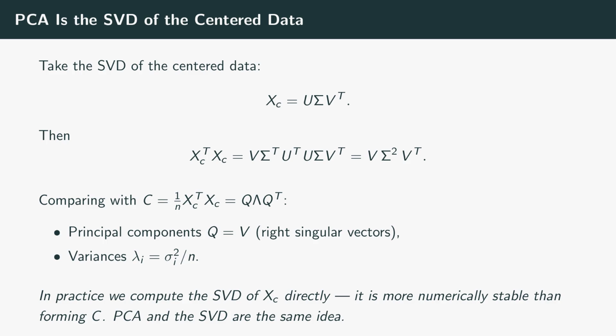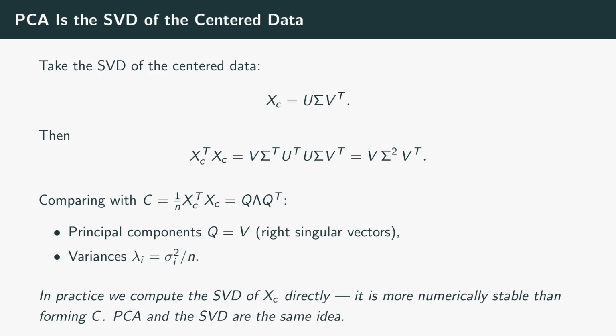Here is a beautiful unification that ties the last two episodes together. Instead of forming the covariance matrix, take the singular value decomposition of the centered data directly. X-centered equals U sigma V transpose. Now compute X-centered transpose times X-centered. The U transpose times U in the middle collapses to the identity, because U is orthogonal, and we are left with V times sigma squared times V transpose. Compare that with the spectral decomposition of the covariance matrix, Q lambda Q transpose. They match perfectly. The principal components Q are exactly the right singular vectors V, and the variances, the eigenvalues lambda i, are the singular values squared, divided by the number of samples.